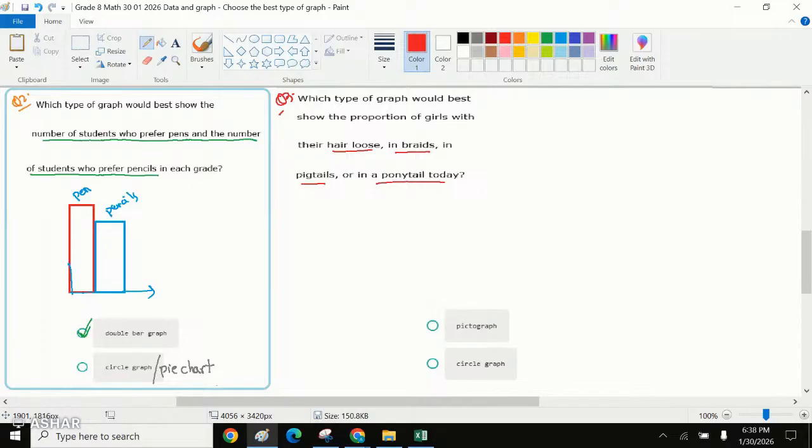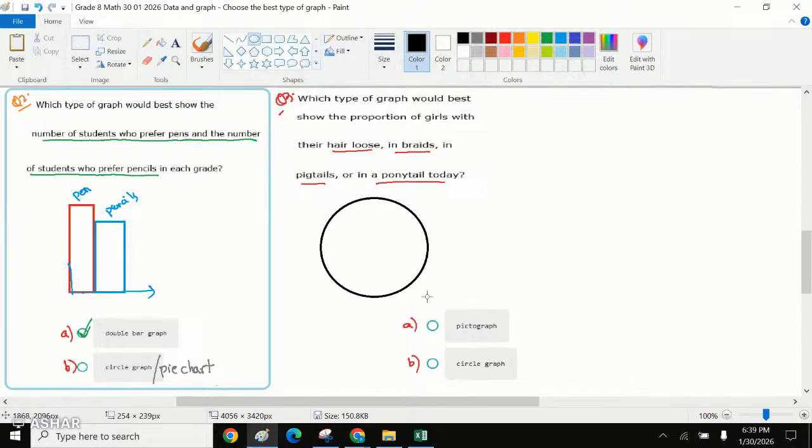So what should be the best graph to show this information? Option number A or option number B? See, a pictogram is used when there is one quantity, right? If they were counting the number of girls, then a pictogram would work, if it's grouped. But when there are four types, then yes, thank you, we will use a circle graph.